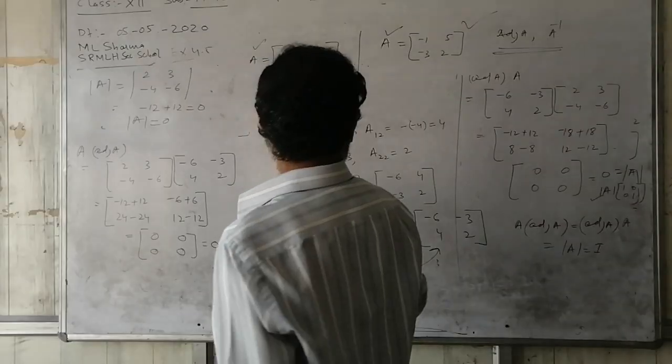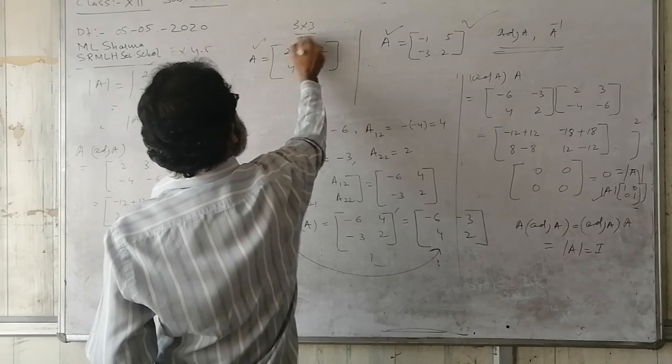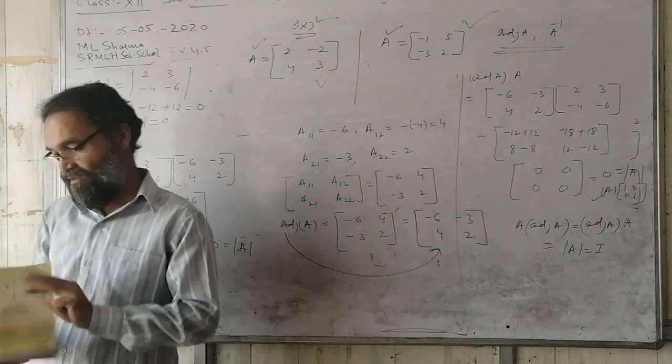So tomorrow I will take adjoint and inverse of a 3 by 3 matrix. So this is the part for tomorrow. Okay, till then.